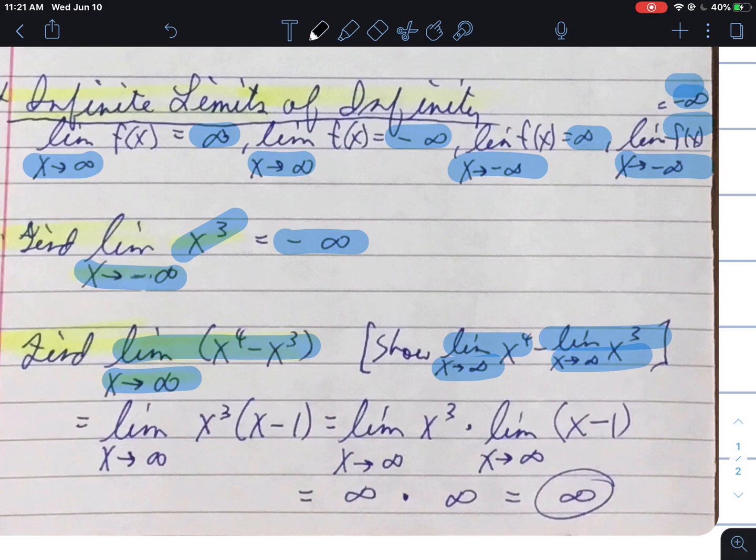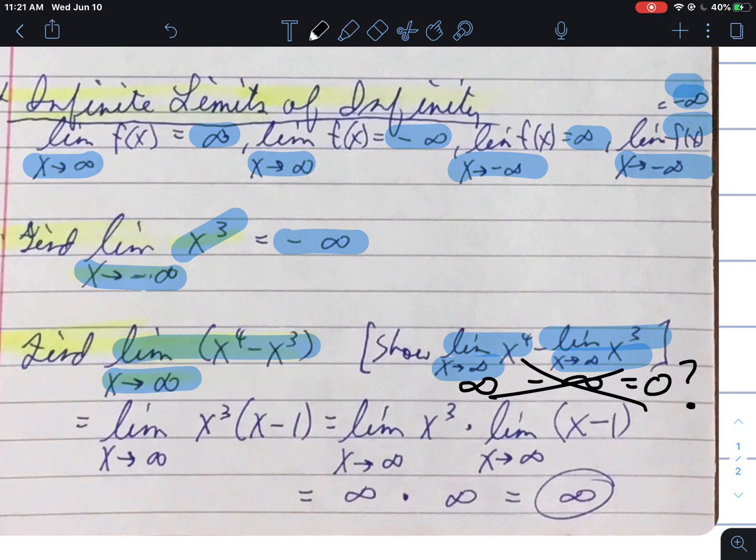Well, each one of those is going to approach infinity, right? Larger x values to the fourth power are just going to get larger. Larger x powers cubed are just going to get larger. So both of those are going to approach infinity. Does that mean I can then say that infinity minus infinity is 0? Absolutely not, right? Because infinity is not a number. Just because I'm using the same symbol doesn't mean I'm representing the same number. This is not necessarily true.